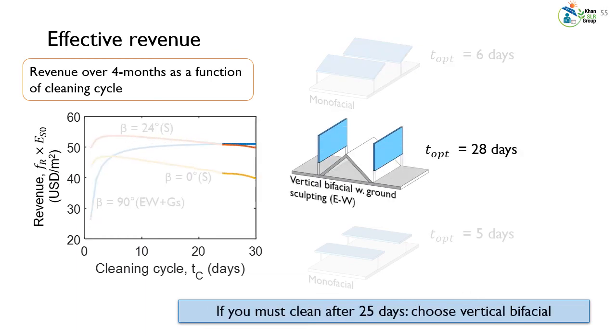If you need to wait more than 25 days to clean the panel for accessibility issues, then it seems like you get more revenue if you use the vertical bifacial panels because they have lower soiling. So it really depends on your application and the accessibility on how you want to clean the panels to get the best possible revenue.